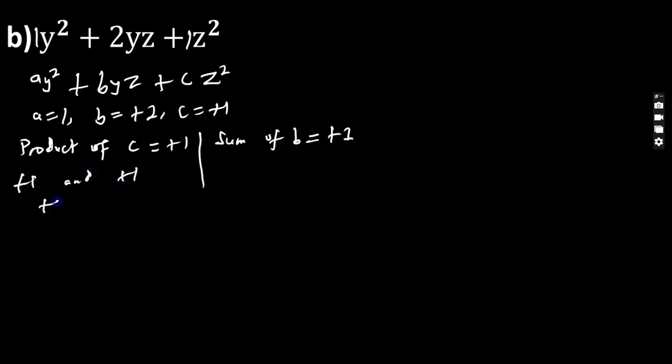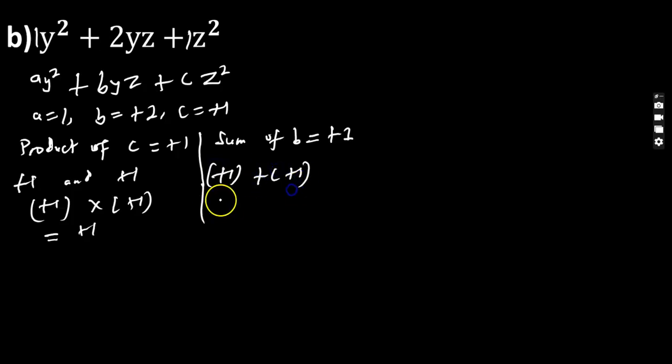Let's check. Plus 1 times plus 1, I'll get plus 1. Let's check the addition. Plus 1 plus 1, I get plus 2. So I've got my p and q. Don't forget the second step, where we write the factors. I have y squared here, so I will have y.